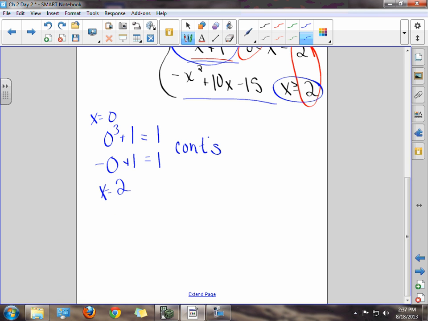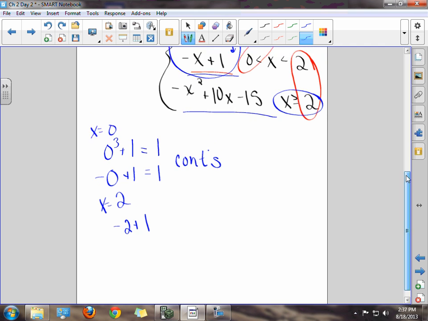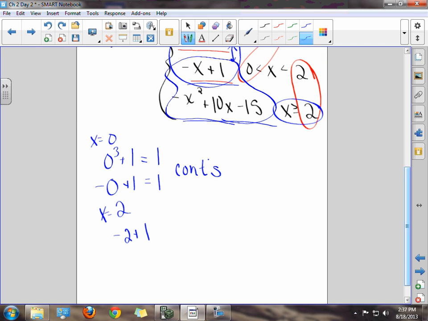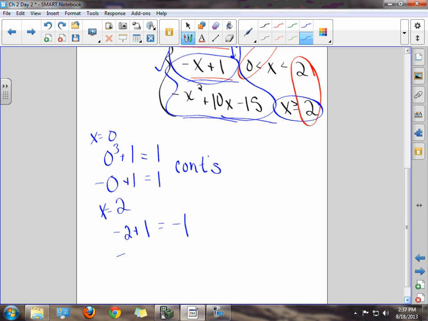Now let's try 2. At x equal 2, we're looking at these two functions because they are jumping at 2. We have negative 2 plus 1, which is negative 1. That's going to be that piece right there. And then for the other one, this is going to be negative 2 squared plus 10 times 2 minus 15. And when I do that math, I get positive 1. So this is discontinuous. Discontinuity at x equal 2.